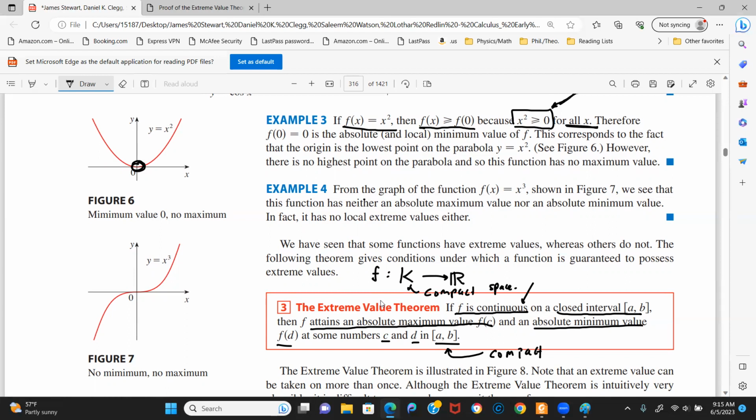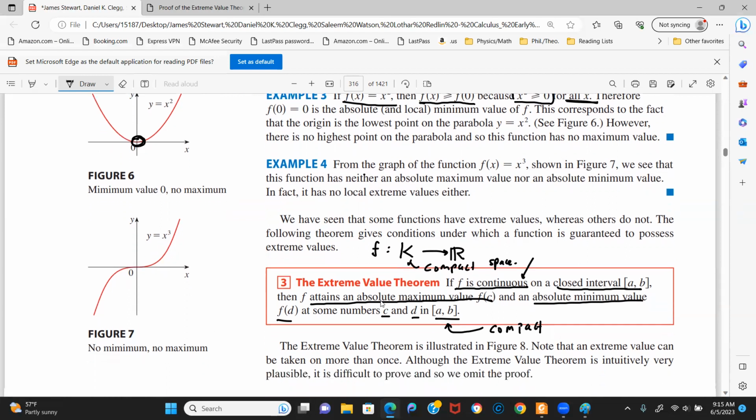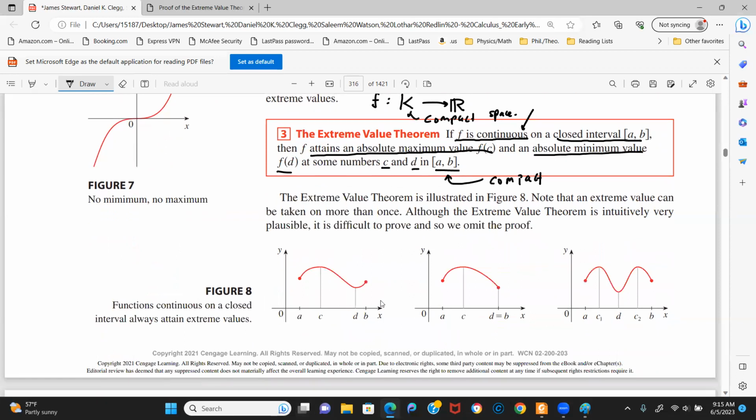All right, so intuitively this is hopefully clear. Let's look at some possibilities. Of course, the numbers C and D could just be the endpoints of this interval. You could have the minimum and the maximum occur at the endpoints. So the idea is, let's imagine you're tracing a continuous function, and that's important. It's a continuous function, so we definitely know that there are the endpoints.